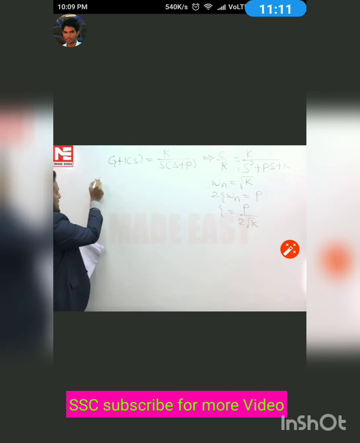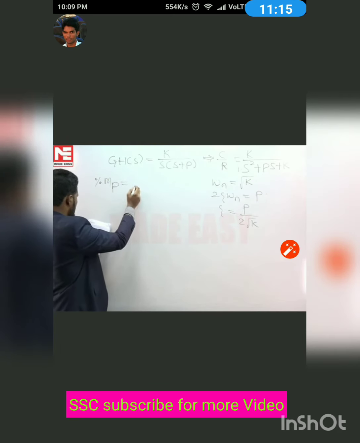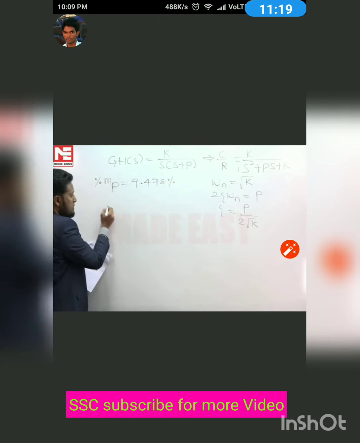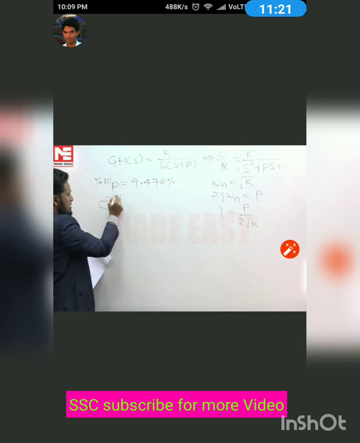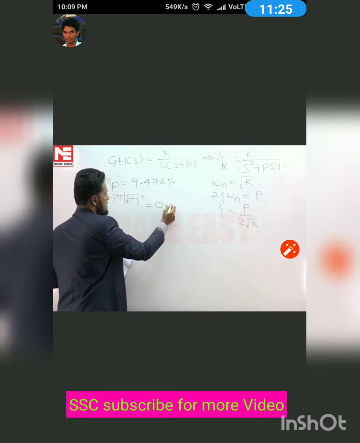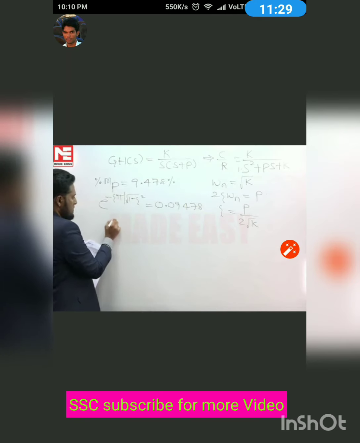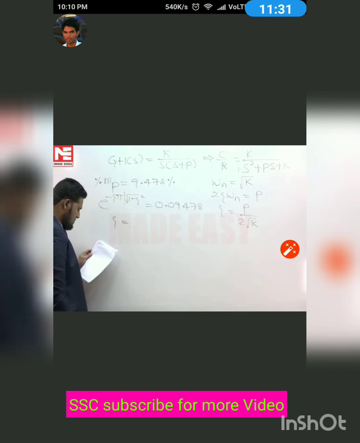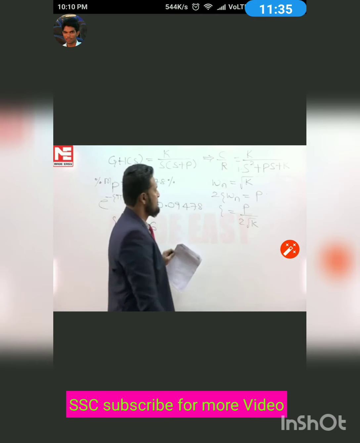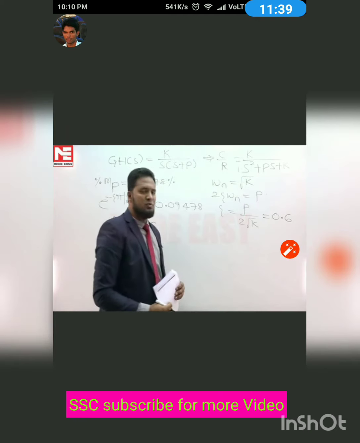It is mentioned that percentage Mp is 9.478%. That means e to the power minus zeta pi by root 1 minus zeta square is 0.09478. From this we can obtain the zeta of the system to be 0.6.